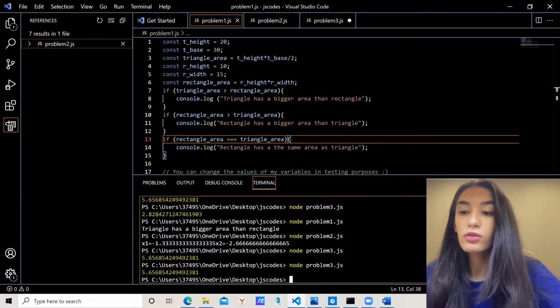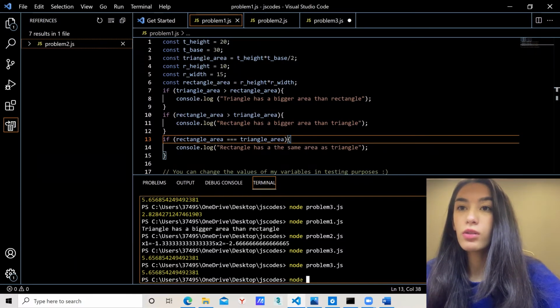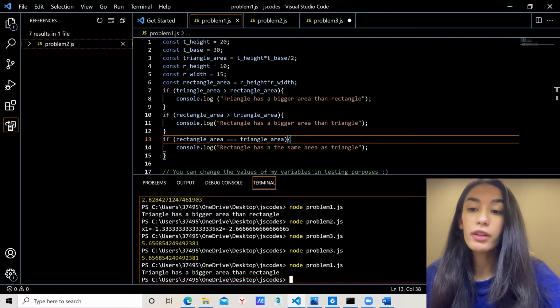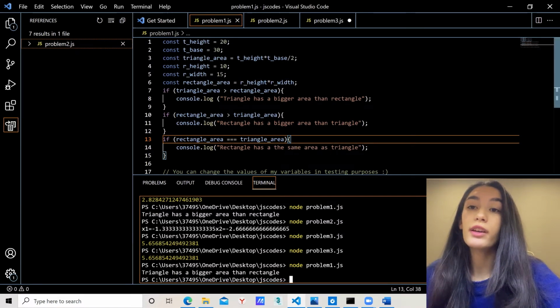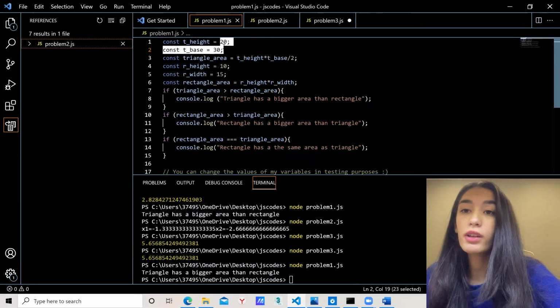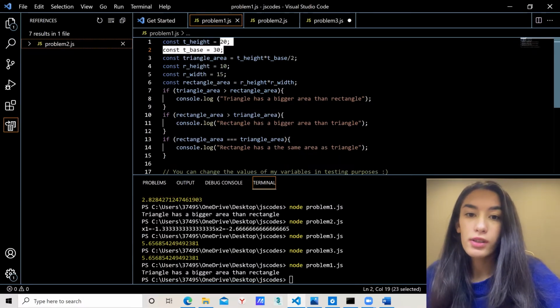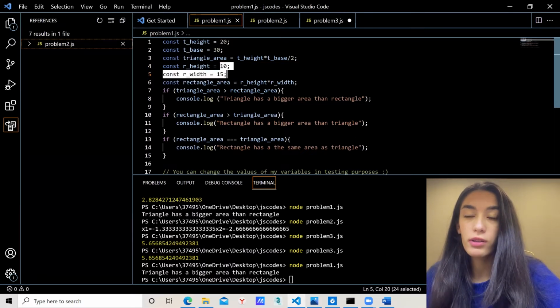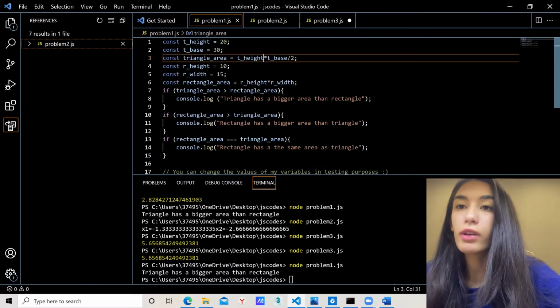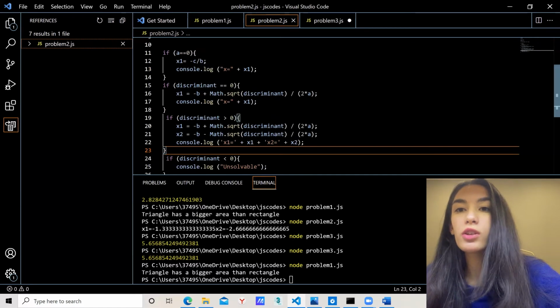Now let's try to test our program by writing node and the name of the file. It is telling us that triangle has a bigger area than rectangle. It is obviously true, as if we put the values here, we'll get that 300 is bigger than 150, which is obviously true and means that triangle has a bigger area than rectangle. Let's move to the second problem.